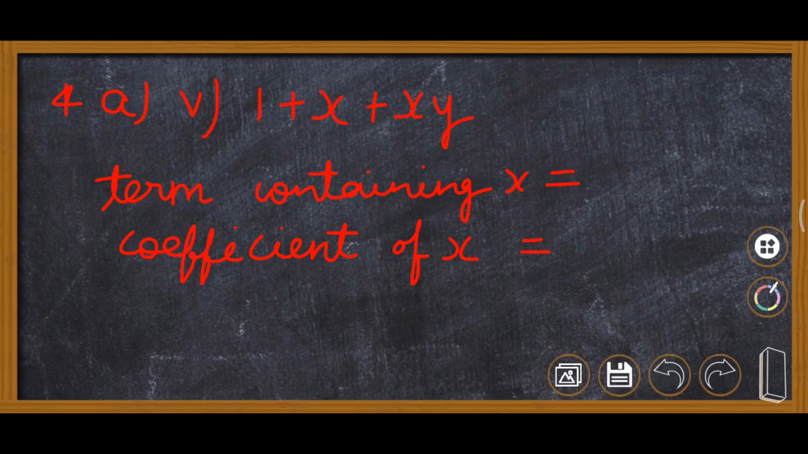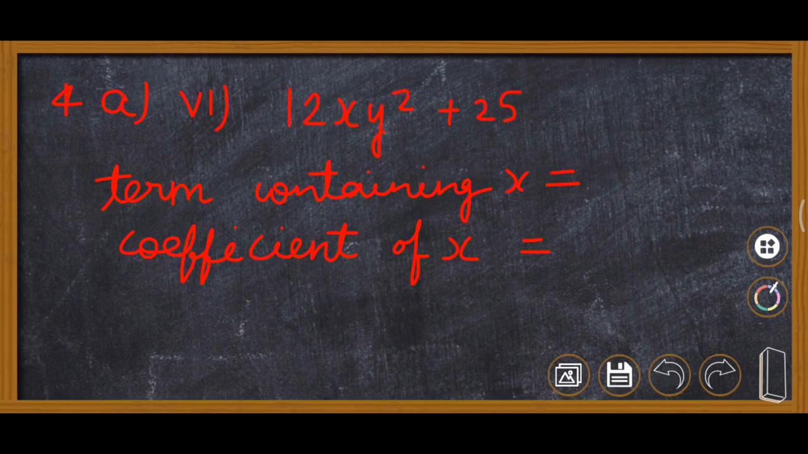Now this is fifth part, 1 plus x plus xy. So here you can see three terms are there, 1, x and xy. So here the terms containing x, there are two terms, one is x and other is xy. So we have to write x and xy with a comma, and the coefficient of x in x will be taken as 1, and in xy it will be y. This way we have to write the coefficient of x whenever there are two terms containing x.